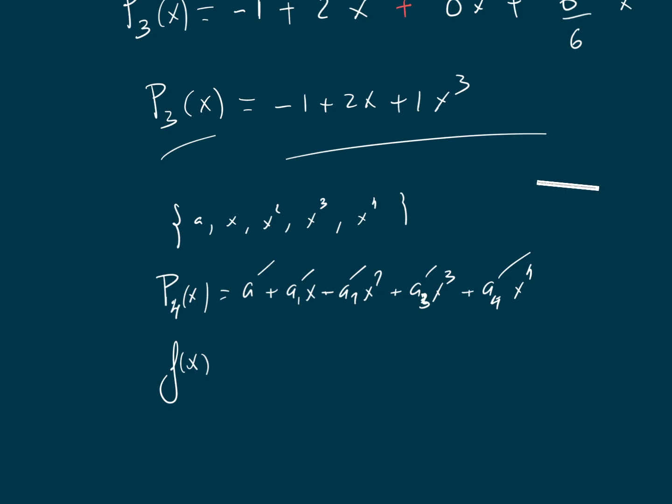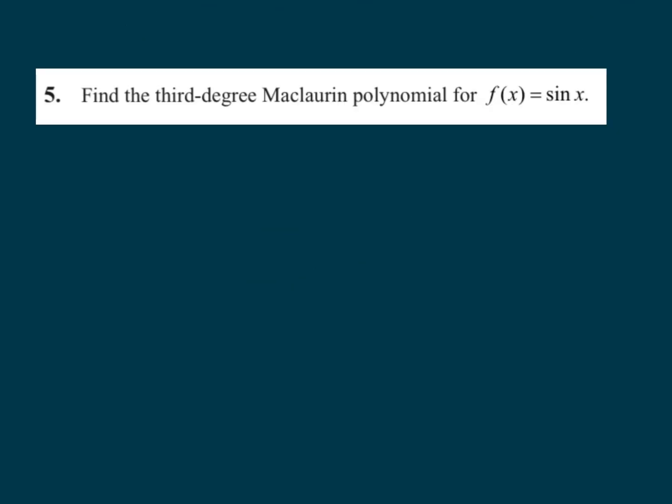Okay, let's go to the next problem. This following problem says, find the third degree Maclaurin polynomial of the function sine of x. When it says Maclaurin polynomial, it says centered at c equals 0. So what is p3 of x?